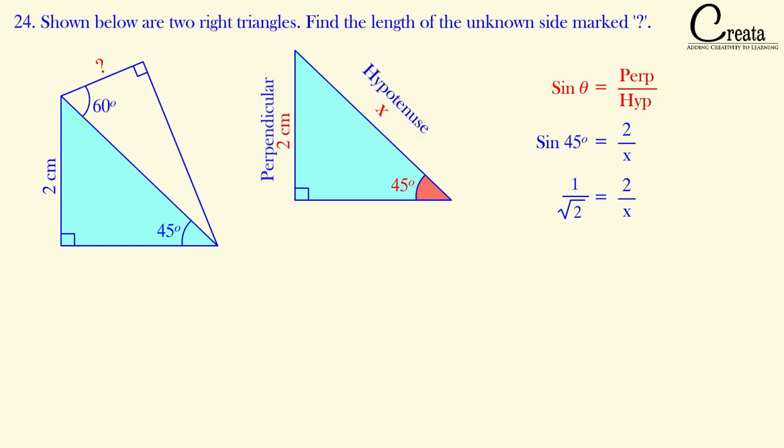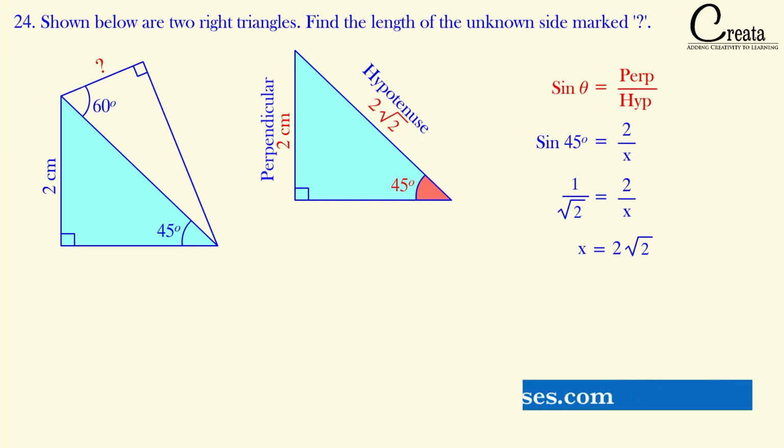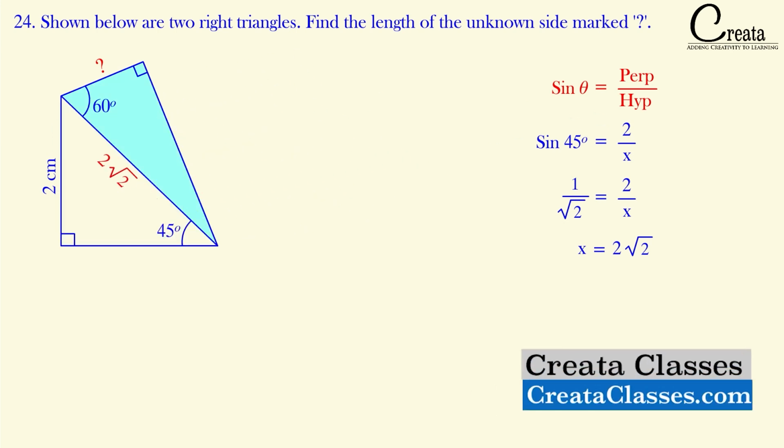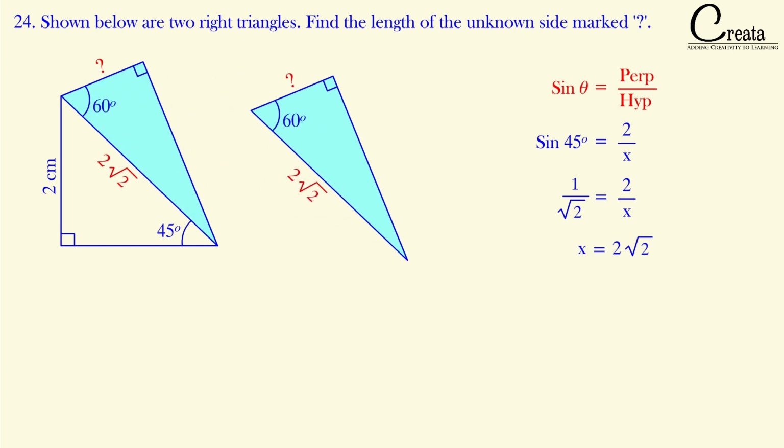So we got sine 45 degree is equal to 1 upon root 2. On solving, we got x as 2 root 2 centimeter. Got it? We got x as 2 root 2. Now let's take this triangle. In this triangle, we know one angle and we know one side. Again, once we know one angle and one side, we can find anything about that triangle.